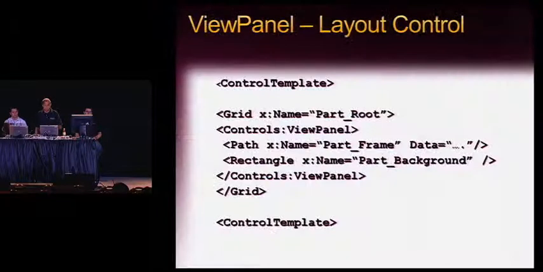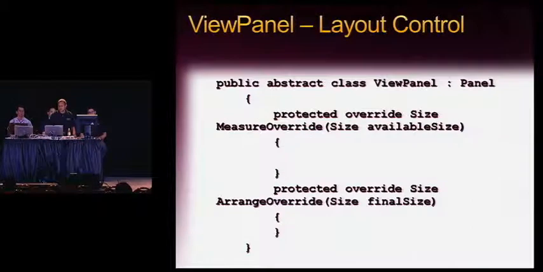So that problem solved itself by building layout controls. In our case, for example, I needed to change layout where elements basically size themselves to the allowable size of the parent. So in this example, you can see that I wrapped up a path and a rectangle in a custom control called a view panel. And in the next slide here, this is the definition of a view panel.